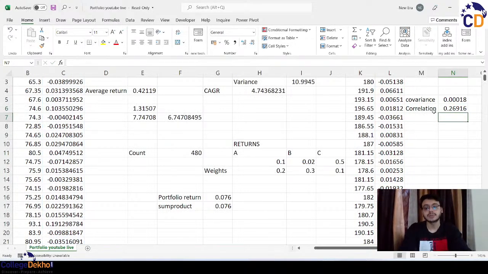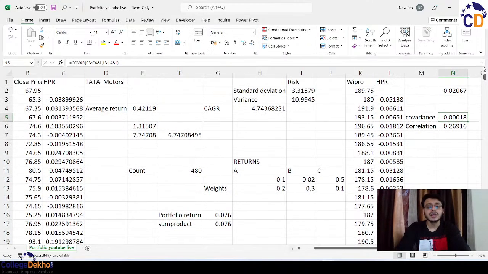This is a correlation and it is positively correlated. See, this is the covariance which is 0.00018. So we can assume here that both these stocks, Tata Motors and Wipro, have a positive covariance, but the covariance is not so high. Still they are positively related, though by a very small amount. Now you have the correlation, it is 0.26916.